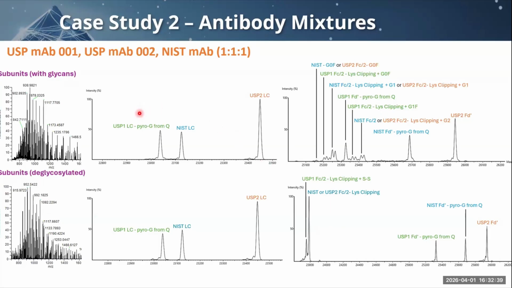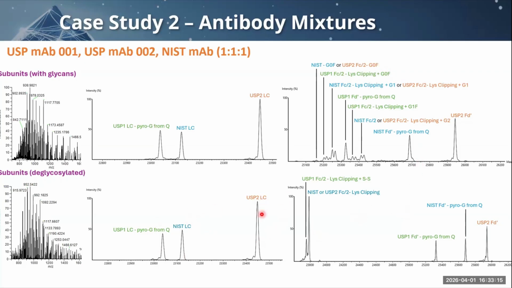the subunits that were treated, the antibody treated with IdeS and reduced, we've got our 3 subunits. You've got the glycosylated sample at the top, the deglycosylated samples at the bottom. We see our 3 light chains. We see several species for all 3 mAbs, and the chains are the Fc/2 and the Fd prime chains. And note that the NIST and the USP2 are not resolved for the Fc/2, and that is because they have the same sequence.